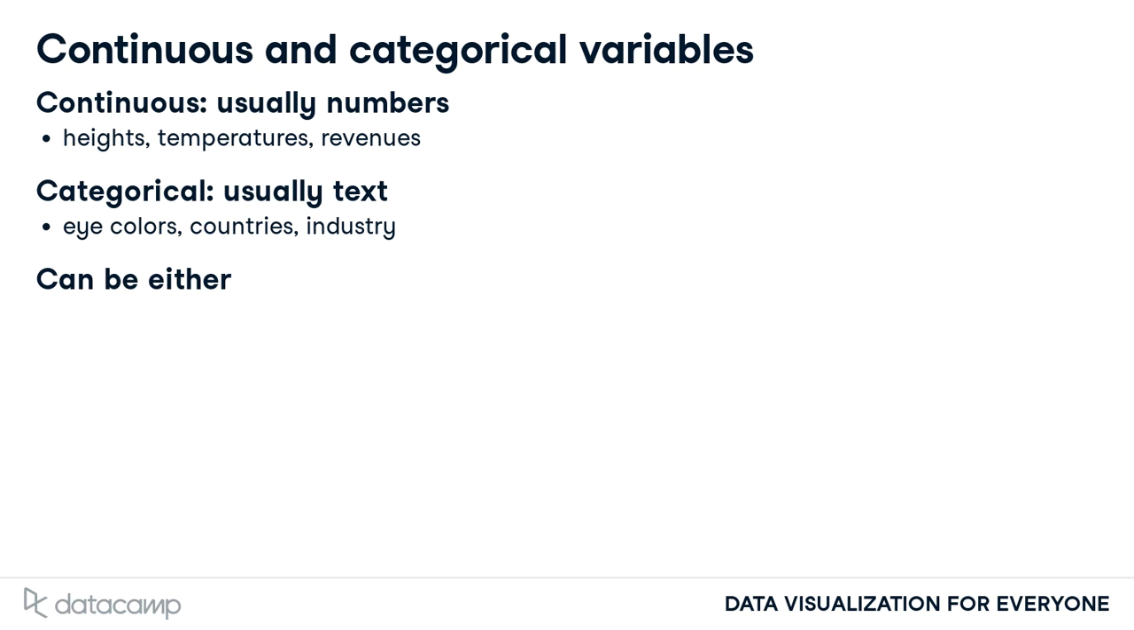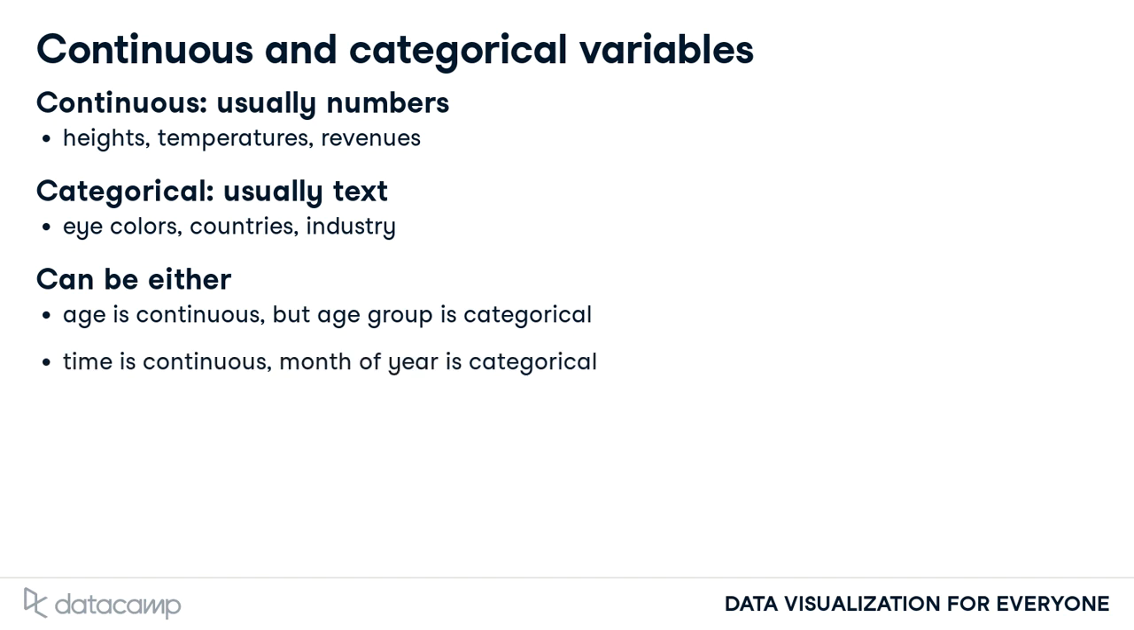Finally, some things can be either continuous or categorical. Age is a number, so by default, it's a continuous variable. However, many surveys use age groups like 25 to 30. Those age groups are categories.